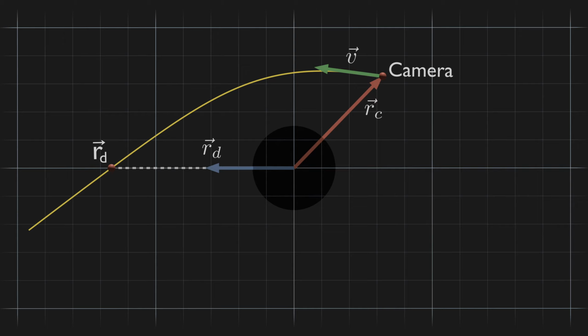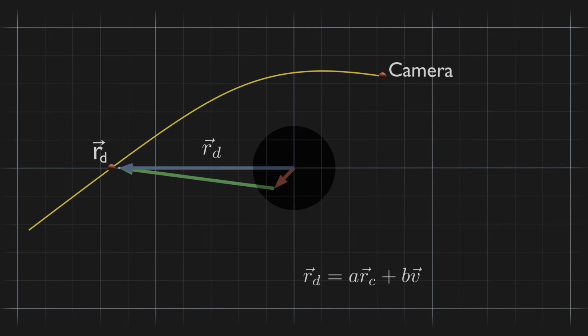We want to express rd as a combination of rc and v. There has to exist some linear combination of rc and v that results in rd. In fact, there are infinitely many, because we haven't specified the length of rd. Since we're not interested in the length of rd, we can get rid of this b. In other words, we are looking for the value of a, such that if you multiply rc by a and add v, you get a vector that is parallel to rd.